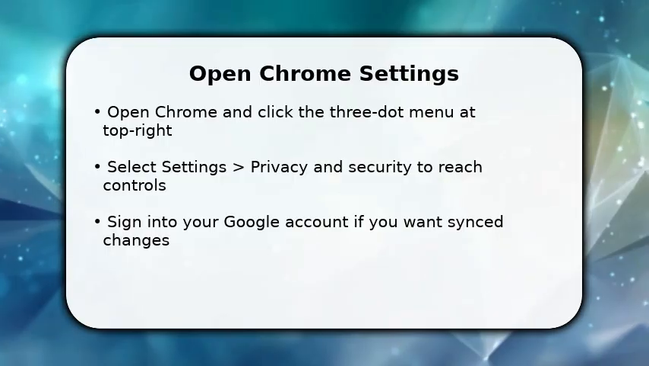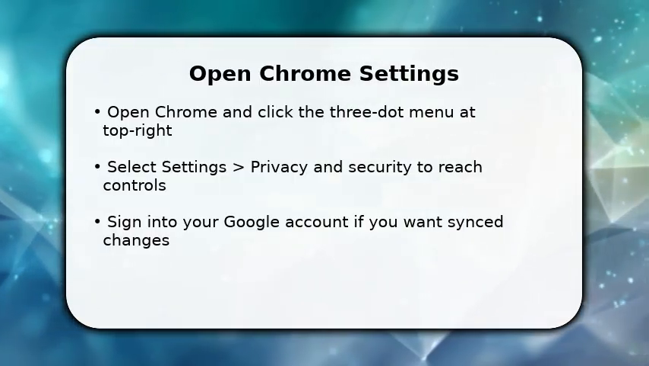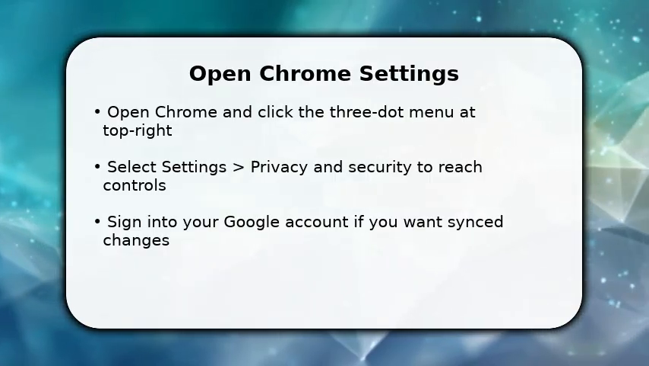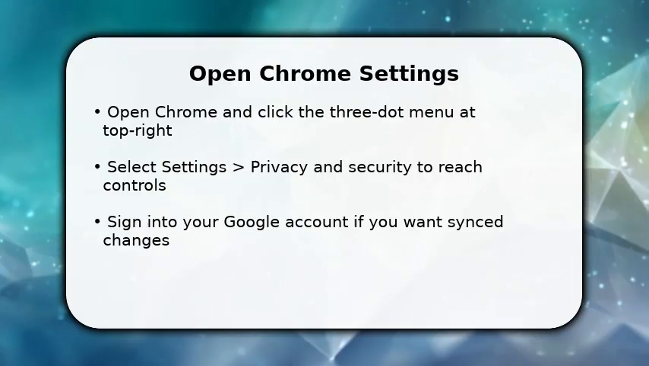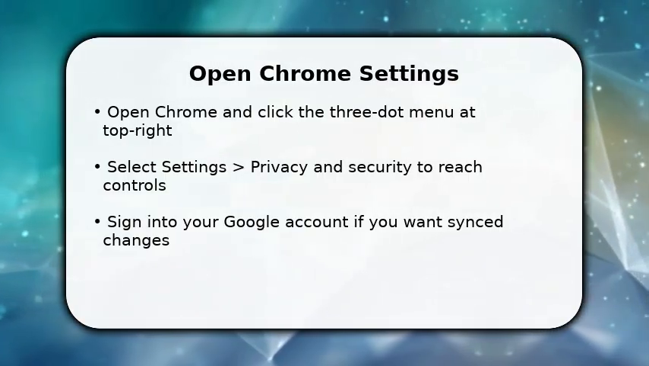You begin by opening Chrome and going straight to Settings. Click the three-dot menu at the top right and choose Settings. Once there, go to Privacy and Security to access search and activity controls. If you use a Google account, sign in now so changes sync across devices.